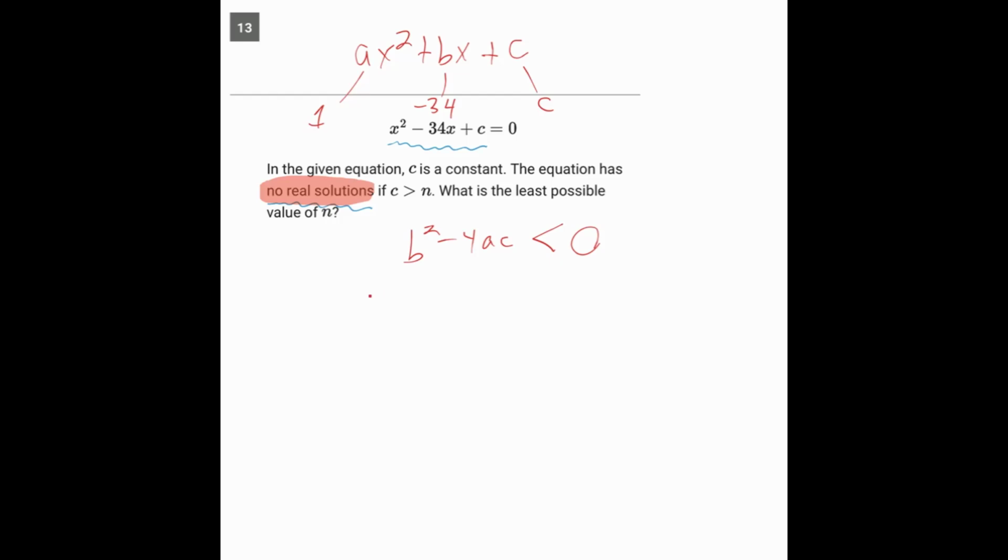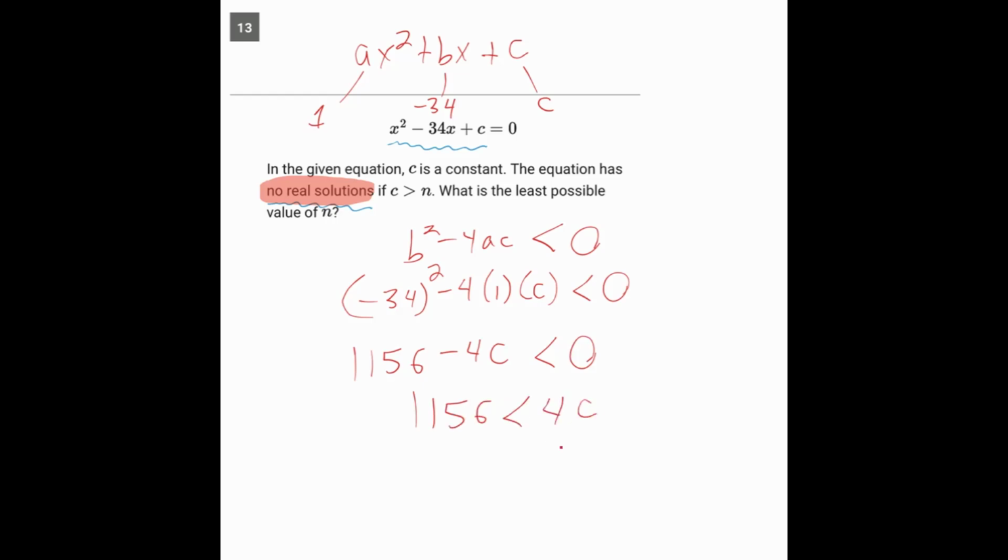So plugging those all in, we would have negative 34 all squared minus 4 times 1 times the letter c less than 0. And now squaring this, we'll have 1,156 minus 4c less than 0. We can add 4c to the opposite side, so 1,156 less than 4c. And now when we divide by 4 on both sides, we'll have 289.